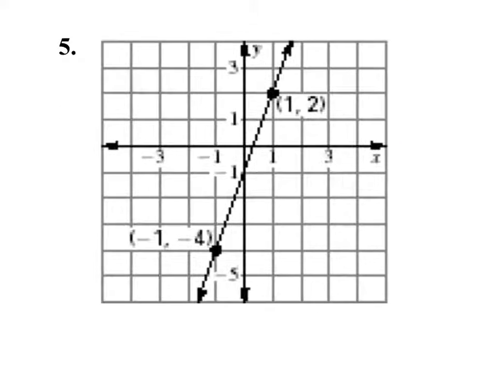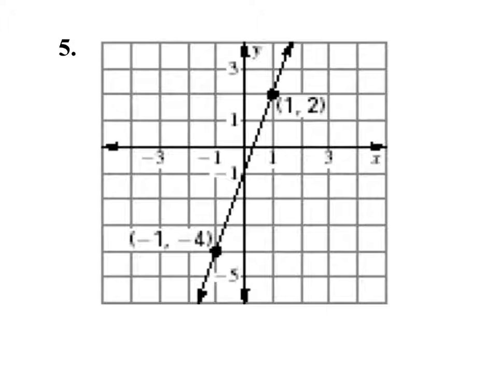Same thing in number 5 as what we did in number 4. Okay, you're going to count up and over to find your m. And then to find the b that you need, again, where does it cross the y-axis? Okay, that's number 5.